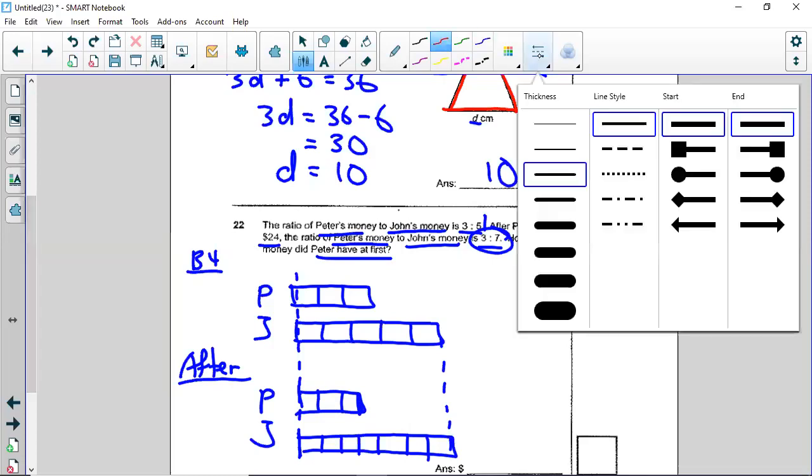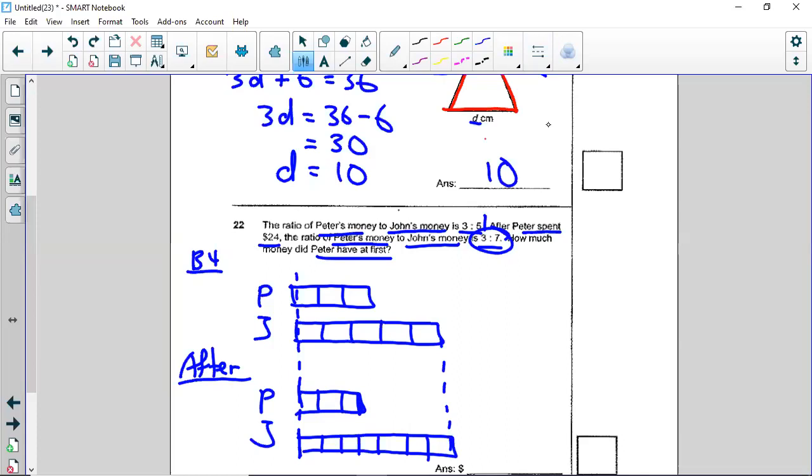Then you look at the boxes. And what do you see? You can see John is unchanged. So how do we make them equal? You can put 7. Now, why do you put 7 units inside? Because if you look at John's in the after model, he has 7 boxes. He has 7 boxes in the after model.